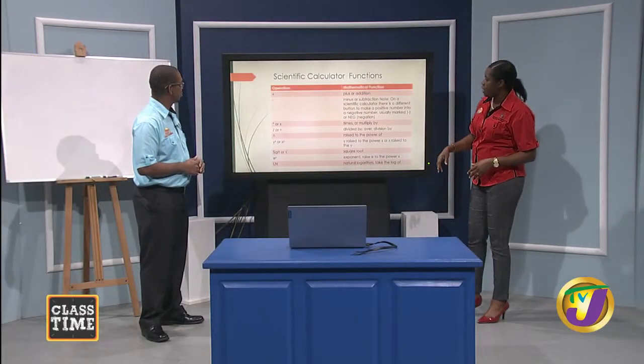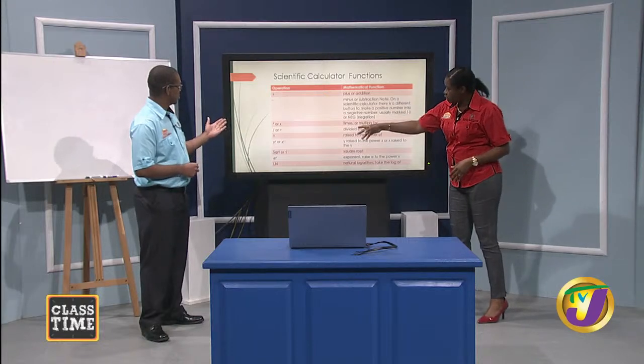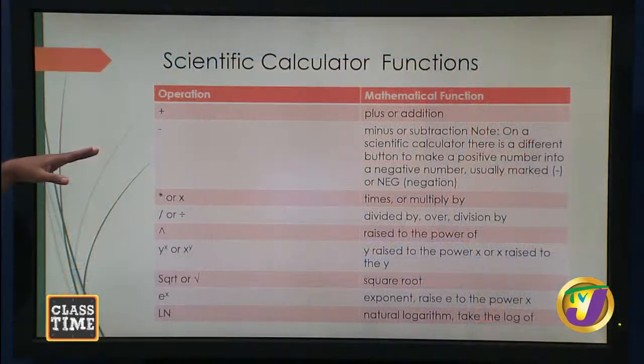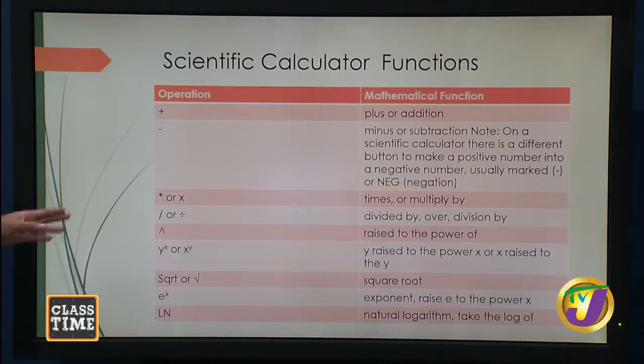So the plus sign, the minus sign. And we use the minus sign in two ways. We use it for negation, or to change the sign of the operation, as well as we use it for subtraction.